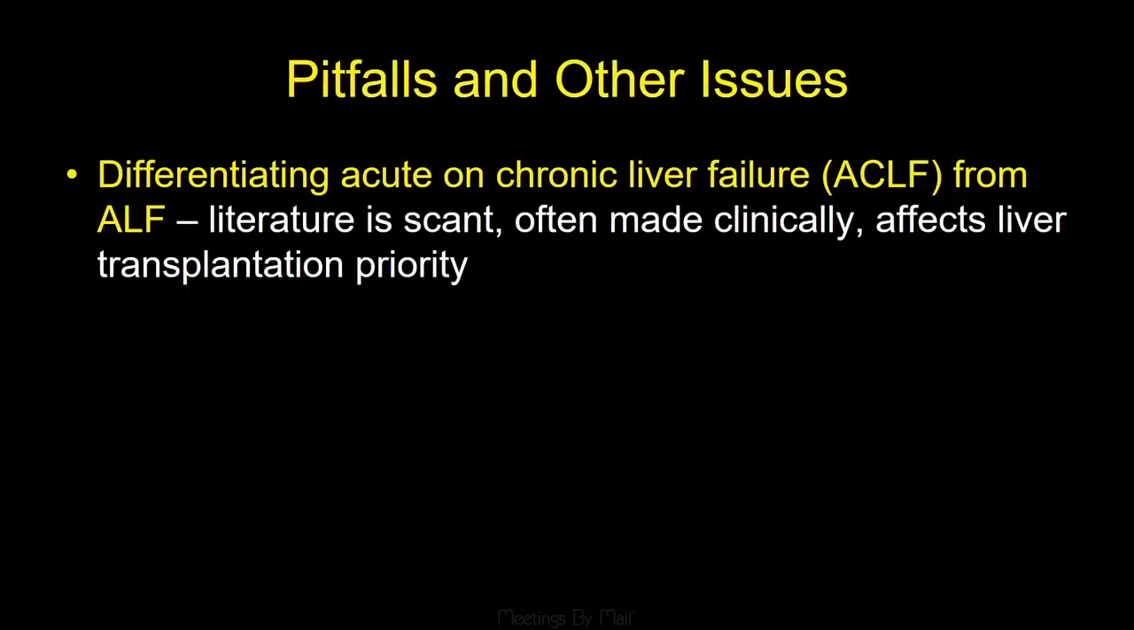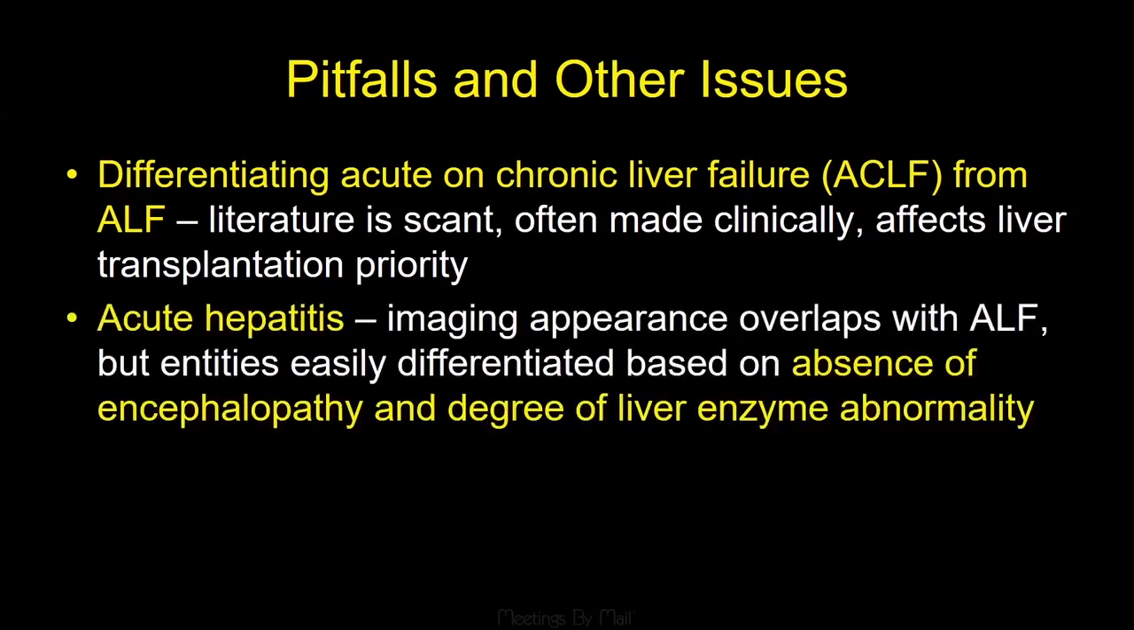Other pitfalls and issues to consider. One of the main problems can be how to differentiate ALF from acute on chronic liver failure. And there isn't that much literature on this topic. Essentially, the diagnosis is often made clinically, and it's really important because it can affect a patient's liver transplant priority. Another issue is acute hepatitis. Oftentimes the imaging appearance can be very similar with ALF, but the entities are easily differentiated based on the absence of encephalopathy and the lower degree of liver enzyme abnormality in patients with acute hepatitis.